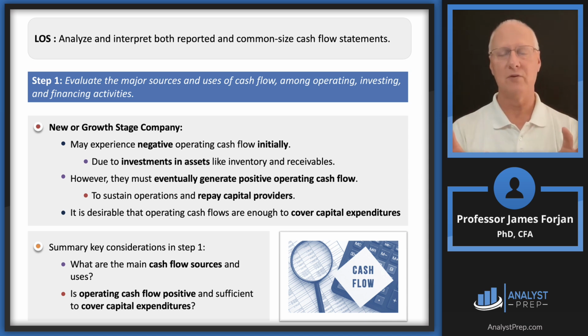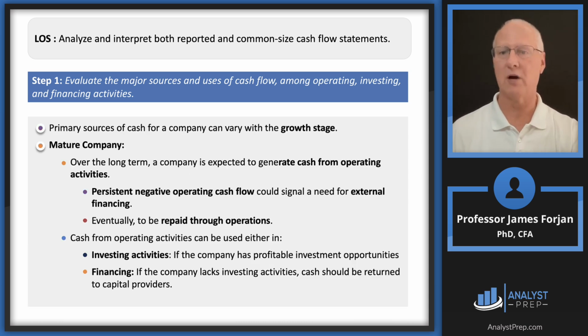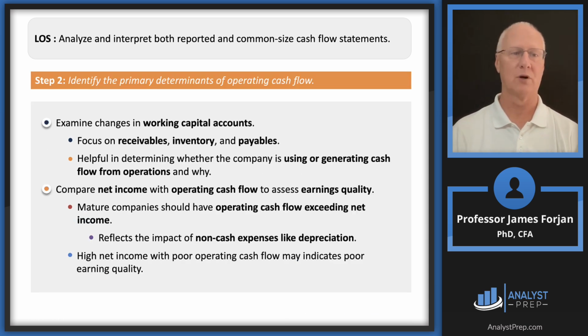So I think what the Institute is focusing on here is twofold. The sources of that cash flow, so there's that bullet point down at the bottom, and then what happens if operating cash flow is negative for a new or a high growth or early growth stage company, and then back here for a mature company.